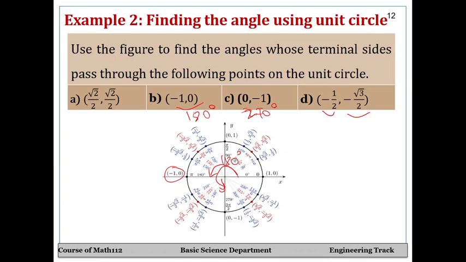Now (-1/2, -√3/2) will come to 210 degrees. And (√2/2, √2/2) corresponds to this one here, and this point is on the terminal side of 45 degrees, so it will be 45 degrees.